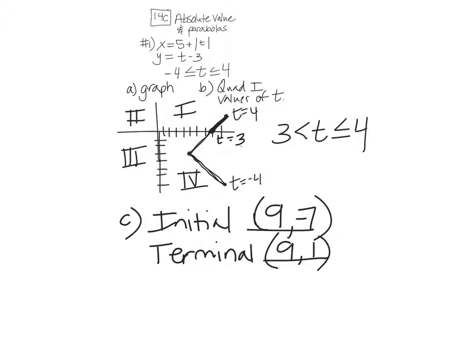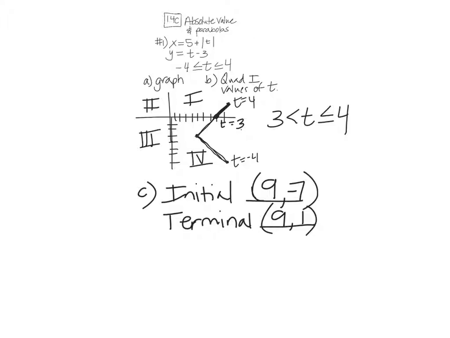Why is 3 not included for the quadrant values? Because when t equals 3, I get the point on the x-axis, and any point on the x-axis is not in any quadrant. So I need to go just past 3, like 3.00001, t could be.